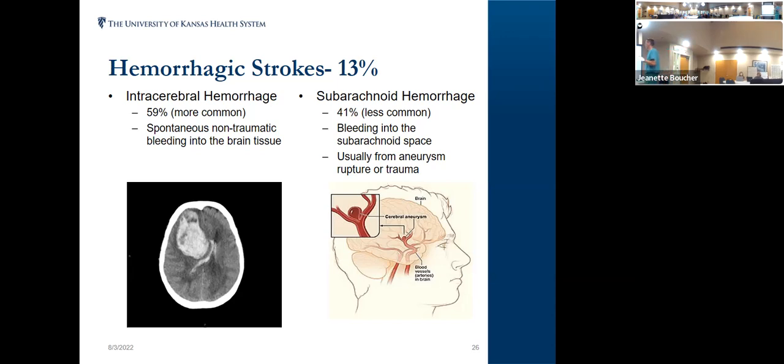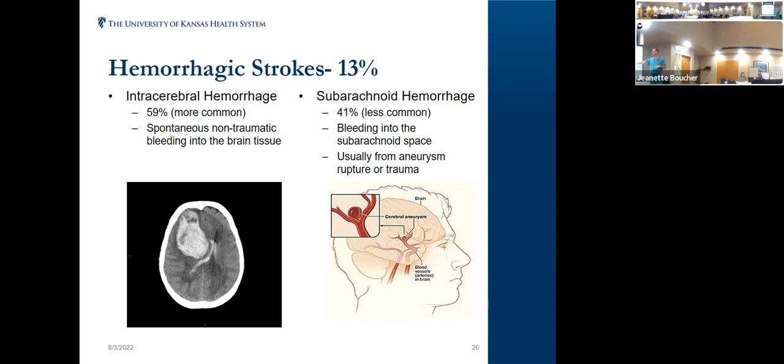And you can see this here. You can see it's all inside the brain tissue. And so that's more of an intracerebral hemorrhage, much more common than the other type of bleeding, which is a subarachnoid hemorrhage. Definitely less common. There's bleeding in the subarachnoid space around the outside of the brain.